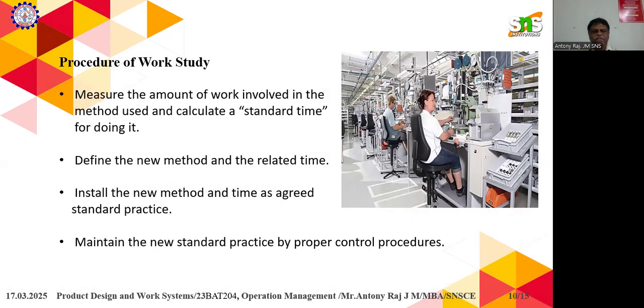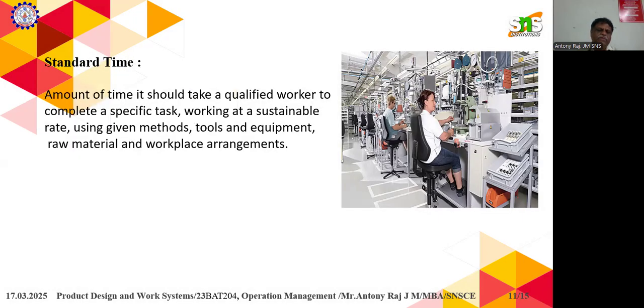Next in the procedure, measure the amount of work involved in the method used and calculate a standard time for doing it. Define the new method and also the related time. Install the new method and the time as agreed standard practice. Maintain the new standard practice by proper control procedure, because the operator should not go back to the old method. Standard time is the amount of time it should take a qualified worker to complete a specific task, working at a sustainable rate, using given methods, tools, equipment, raw materials, and workplace arrangements.